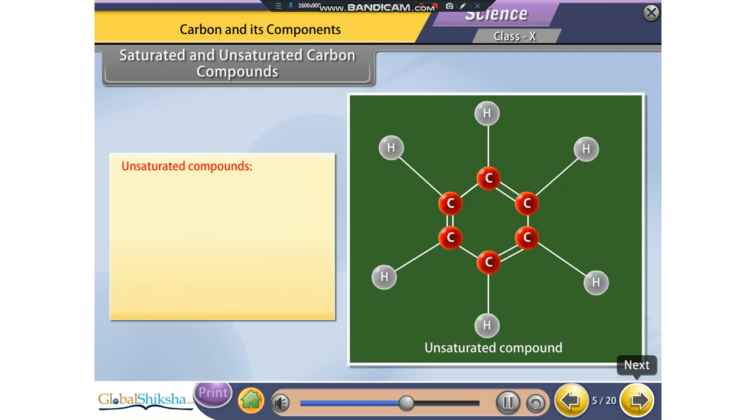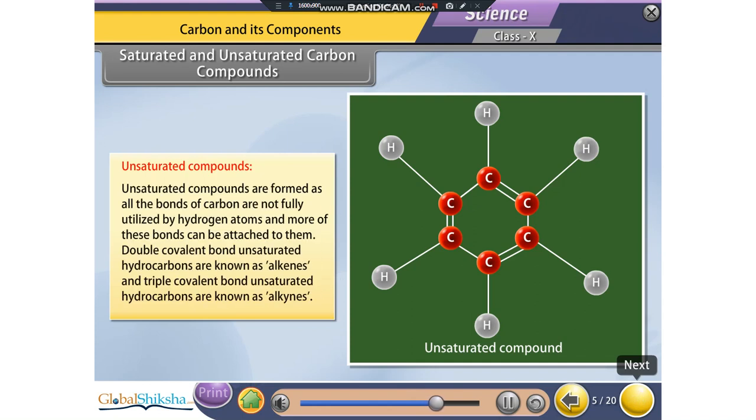Unsaturated compounds. Compounds of carbon and hydrogen that contain double or triple covalent bonds between the carbon atoms are called unsaturated hydrocarbons. These are formed as all the bonds of carbon are not fully utilized by hydrogen atoms and more of these bonds can be attached to them. Double covalent bond unsaturated hydrocarbons are known as alkenes, and triple covalent bond unsaturated hydrocarbons are known as alkynes.